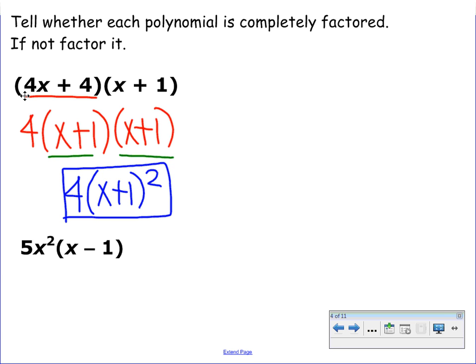Okay, now if I look at the next problem, 5x squared. There's nothing I can do to the 5x squared. x minus 1 is also in simplest terms already. If it was x squared minus 1, that would be a different story, but it's not. It's x minus 1. So this one is also completely factored. So the answer is simply my problem. You cannot factor it. It's already as factored as it needs to be.